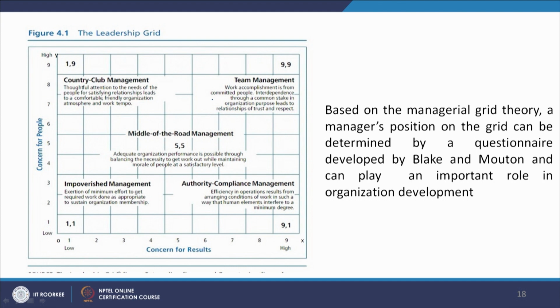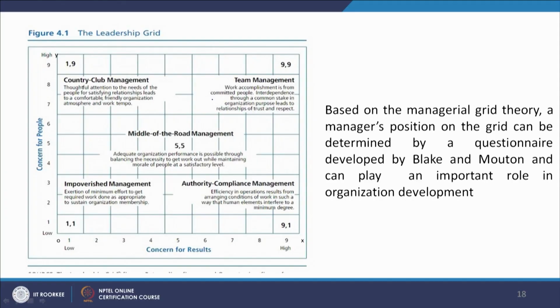So, if the concern for people and results is very low, that is 1.1, then it is a very low level situation identified by OB professionals, where the management is impoverished. That means the manager is not making utmost efforts to get the required work done by the subordinates and to sustain organizational development.